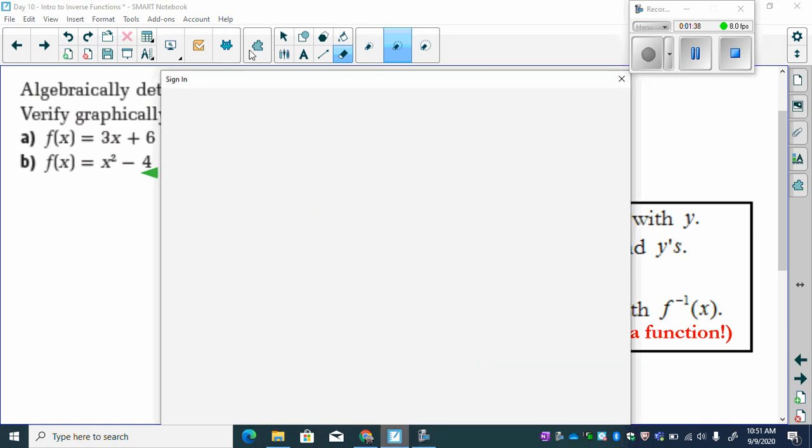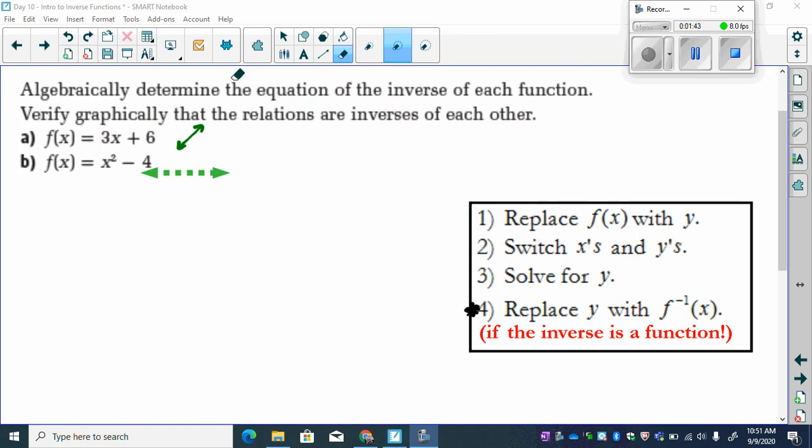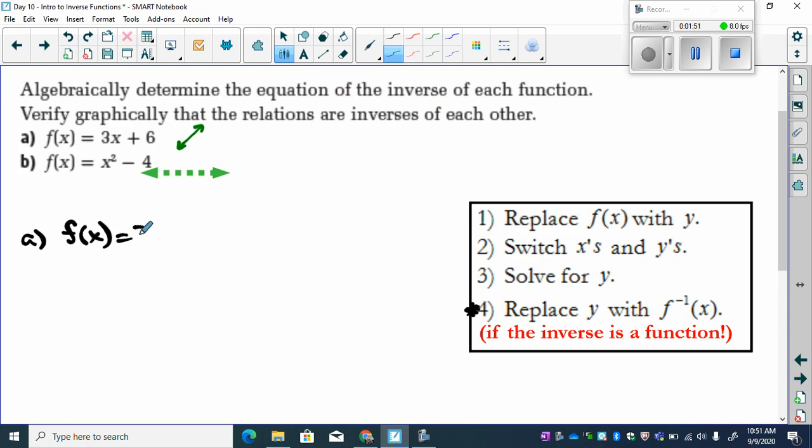Okay, so for starters, part A, we'll look at this equation, f of x equals 3x plus 6. Step 1, replace f of x with y. Y equals 3x plus 6. Step 2, switch the x's and y's. So anywhere I see a y, I'm going to replace it with an x. And anywhere I see an x, I'm going to replace it with a y.